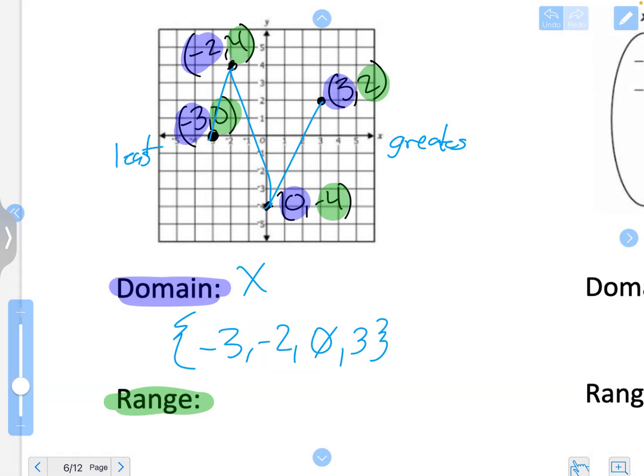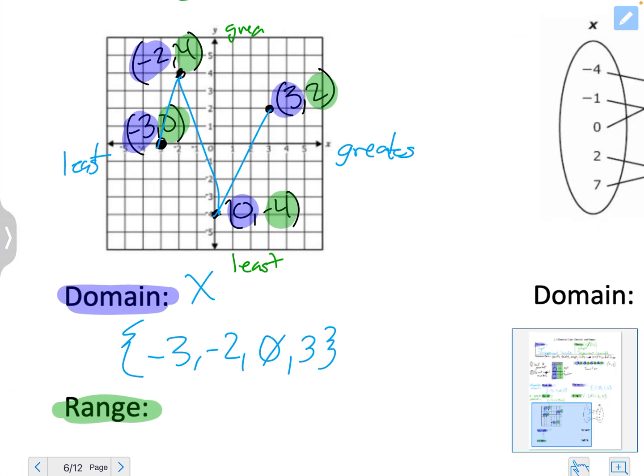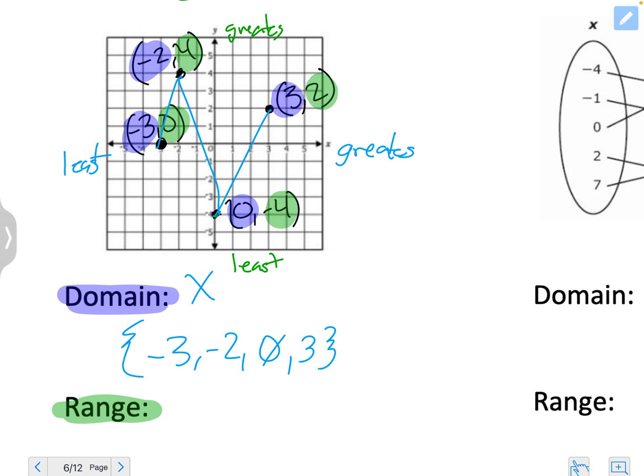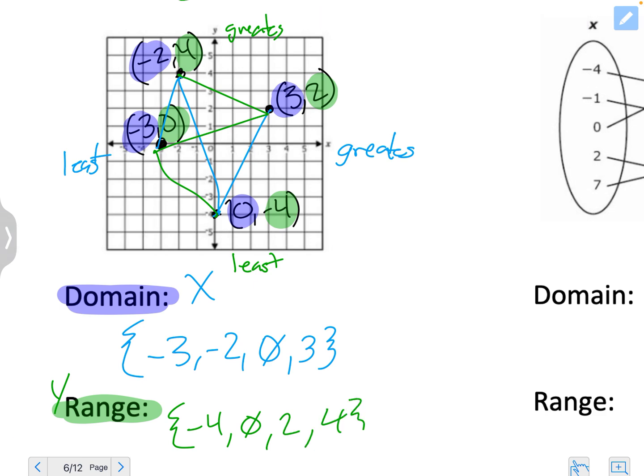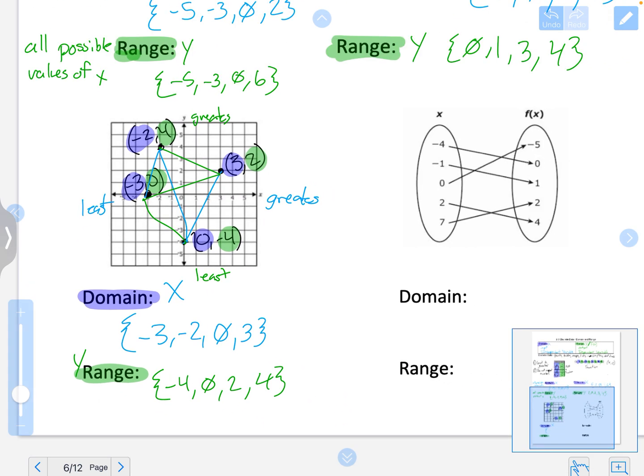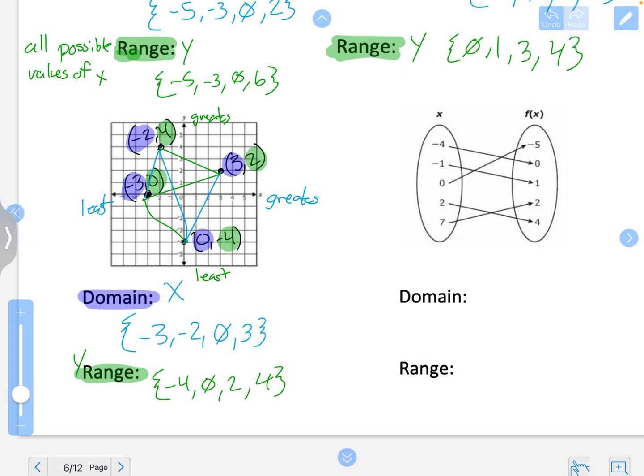All right, so range, same thing. Least is at the bottom, greatest is at the top. It's not going to let me write G or E. So I'm going to go from here to there, to there, to there. Range is Y. So we've got -4, 0, 2, and then finally 4. None of my x is repeated, so yes, this is a function.